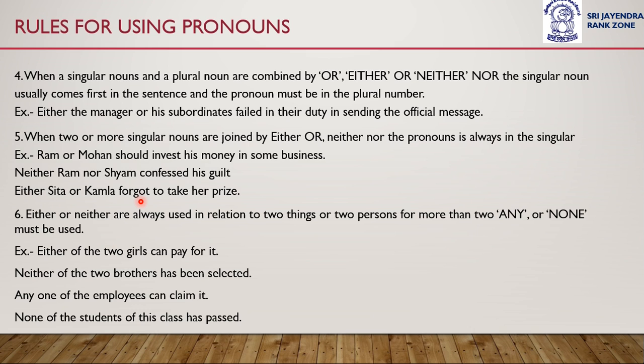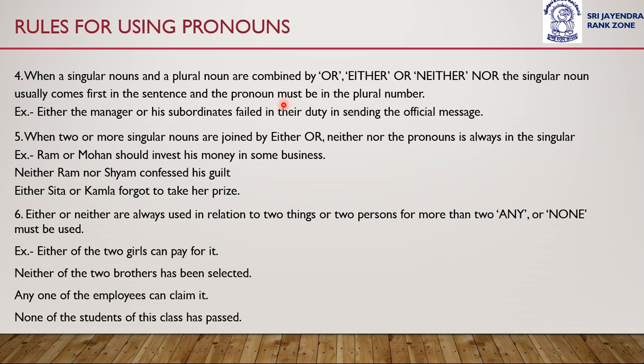When a singular noun and a plural noun are combined by or, either-or, neither-nor, the singular noun usually comes first in the sentence and the pronoun must be in the plural number. For example, either the manager or his subordinates failed in their duty in sending the official message.